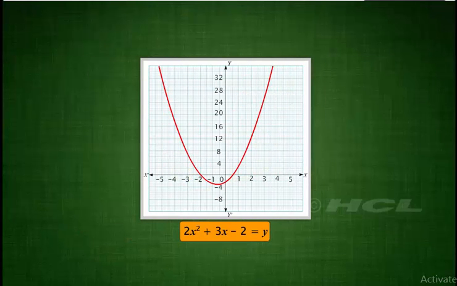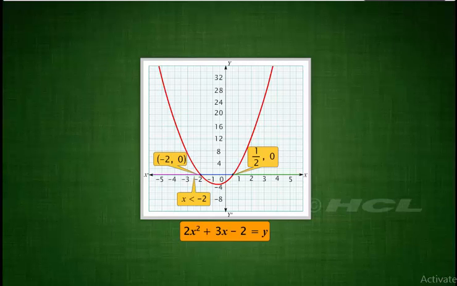Observe that the graph intersects the x-axis at 1/2 and -2. Also, the parabola is open upwards as the coefficient of x squared is positive. Observe that the graph divides the x-axis into 3 intervals: x less than -2, x lying between -2 and 1/2, and x greater than 1/2.